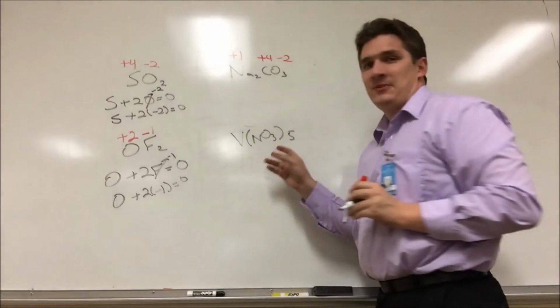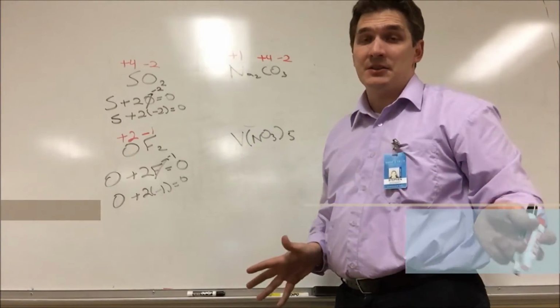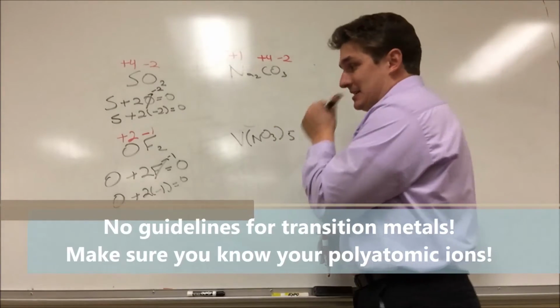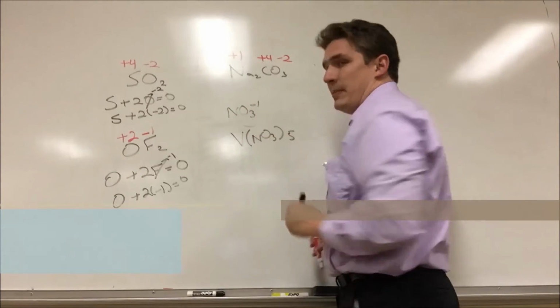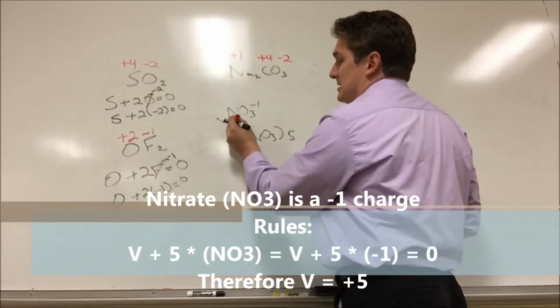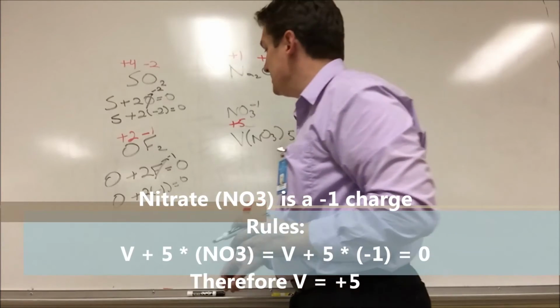What about vanadium(V) nitrate? Well, if you don't know your polyatomic ions, you're completely out of luck on this. We have no guidelines when it comes to transition metals. So what you have to do is recognize that nitrate is the NO3 -1 anion. We've got 5 of them here, which means vanadium has to take a +5 charge to compensate for those 5 negatively charged nitrate ions.